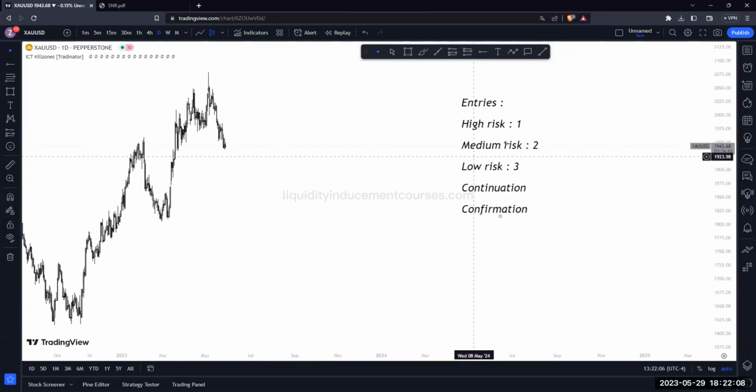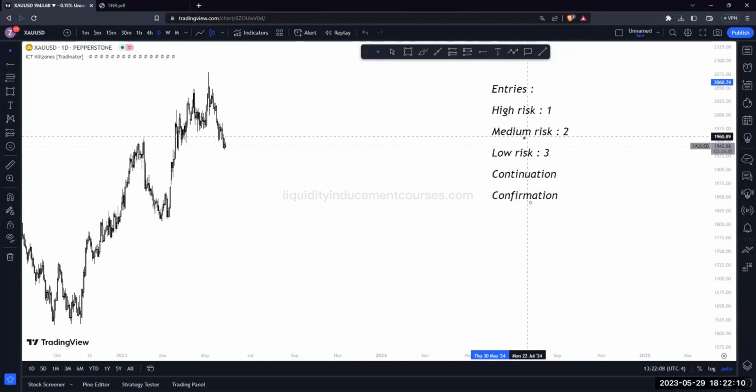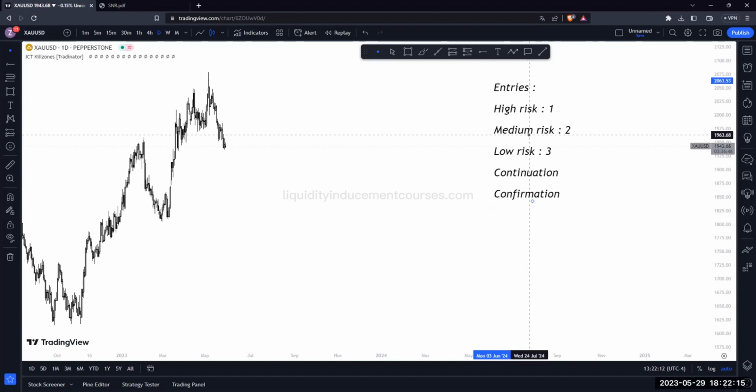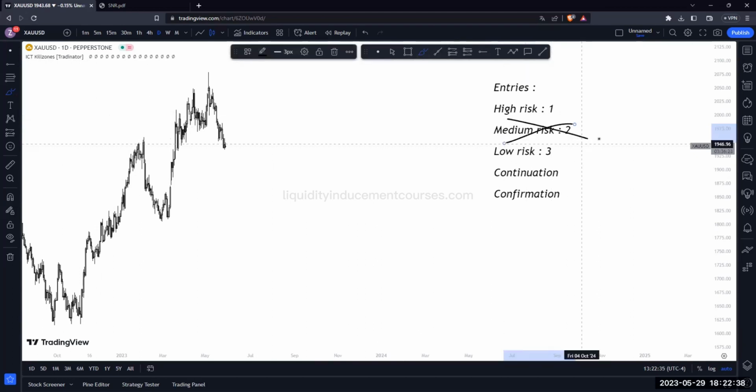For the second entry type on medium risk, I'm not going to give it to you now. I'll keep it maybe for the next session because it's very complicated for you, especially if you're new. You don't really need it. You can literally trade low risk and continuation. One entry on low risk and one continuation would be enough for you. To keep it simple, I'm not going to give you that entry type today. Remind me next time that I did not give you one.